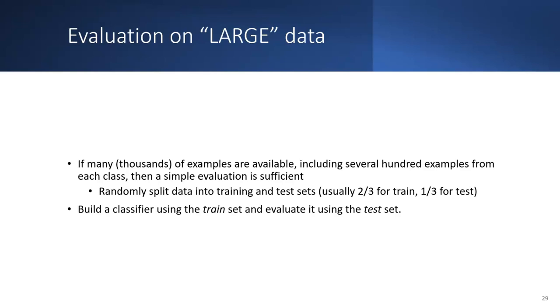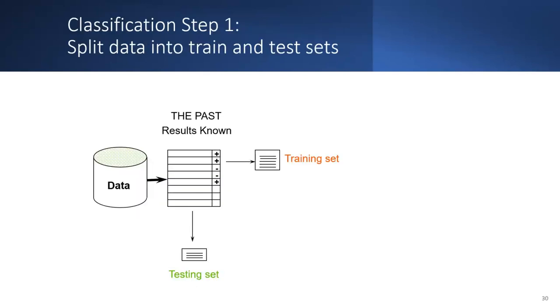With large data, if many thousands of examples are available, including several hundred examples from each class, then a simple evaluation is sufficient. If you randomly split the data into a training and test set, usually two-thirds for training and one-third for test, as we discussed earlier, then we build a classifier using the training set and evaluate it using the test set. That is also possible.